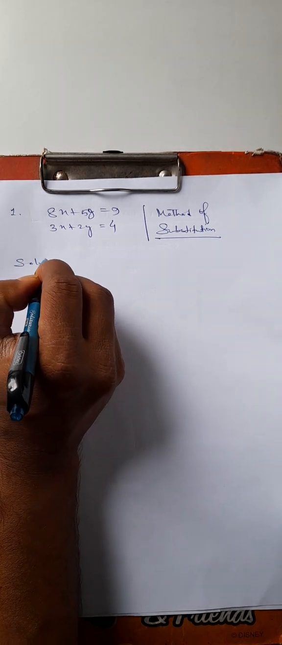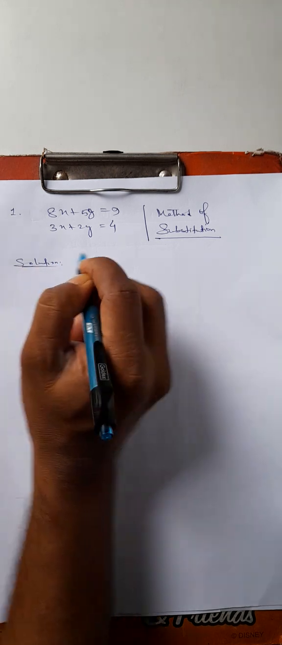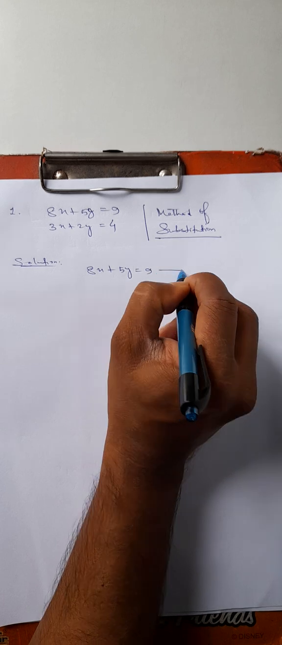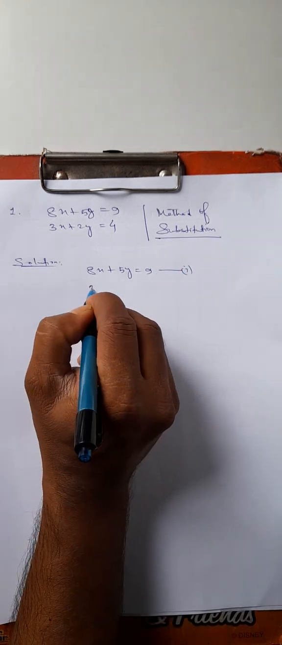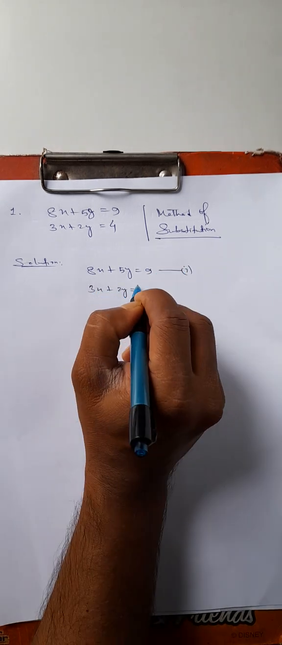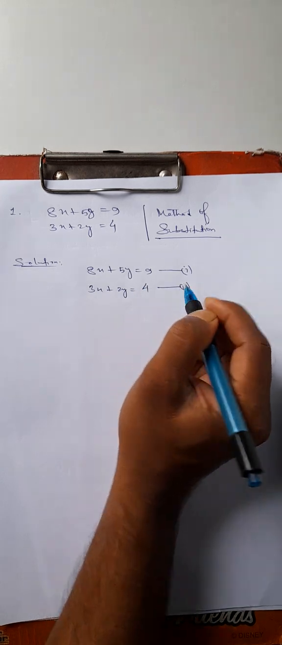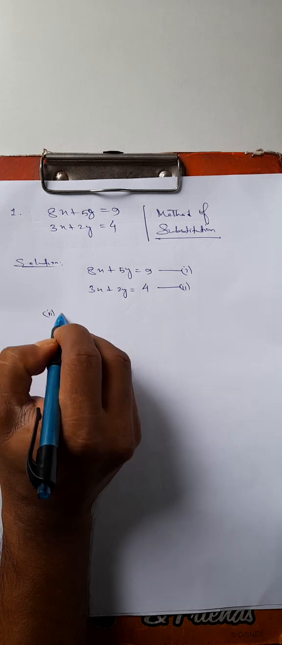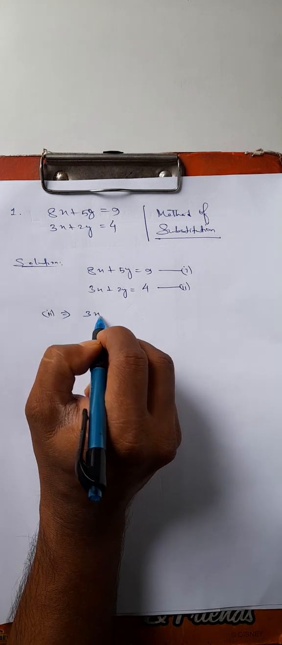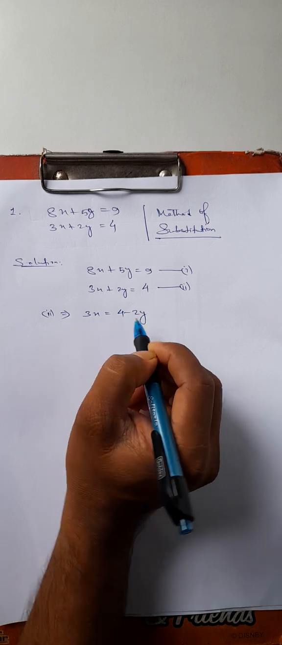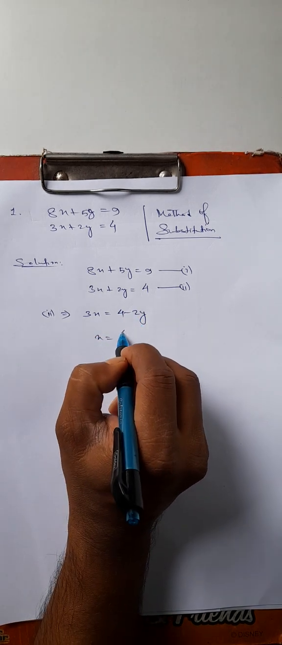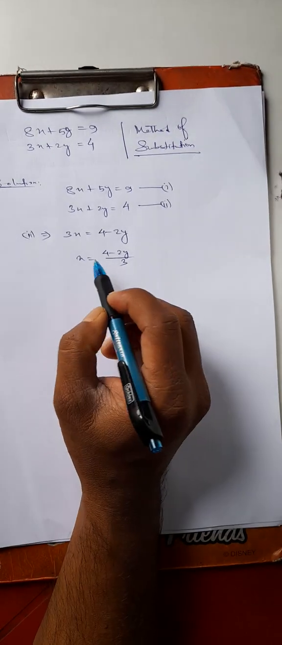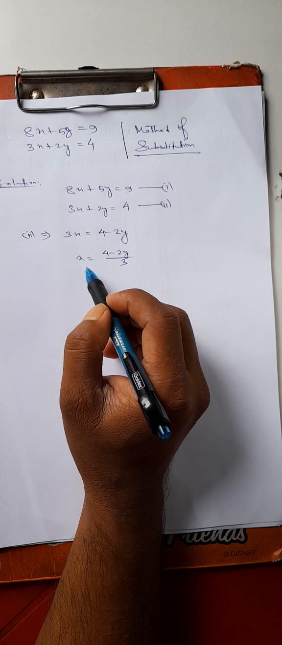How will you solve this equation? Say this is 8x plus 5y equal to 9. This is equation 1. 3x plus 2y equal to 4. This is equation 2. Now from equation 2, 3x equal to 4 minus 2y, so x equal to (4 minus 2y) divided by 3. Right? We are finding the value of x in terms of y.